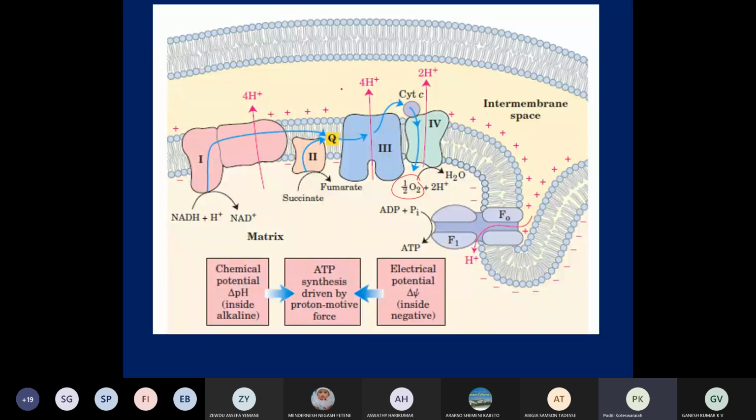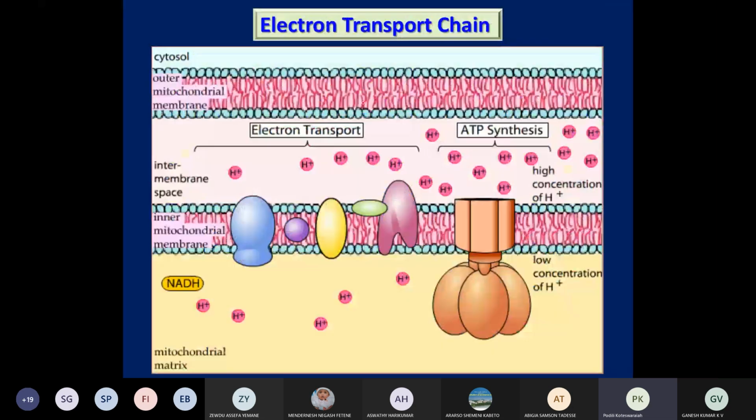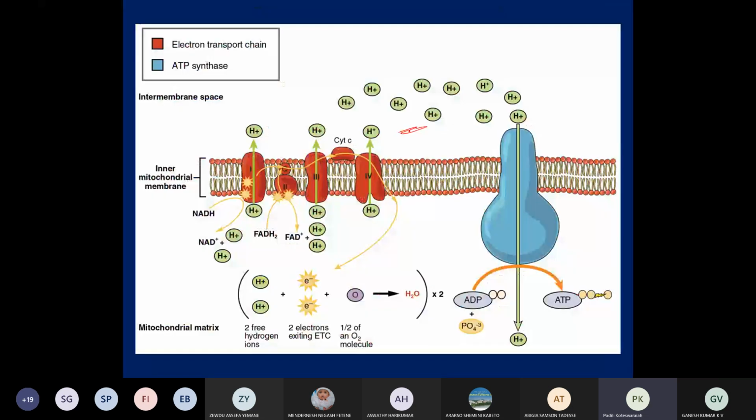During this process, the protons are translocated across the membrane. You can see here these protons are important for the formation of ATP from ADP, when these protons are translocated back to the matrix.